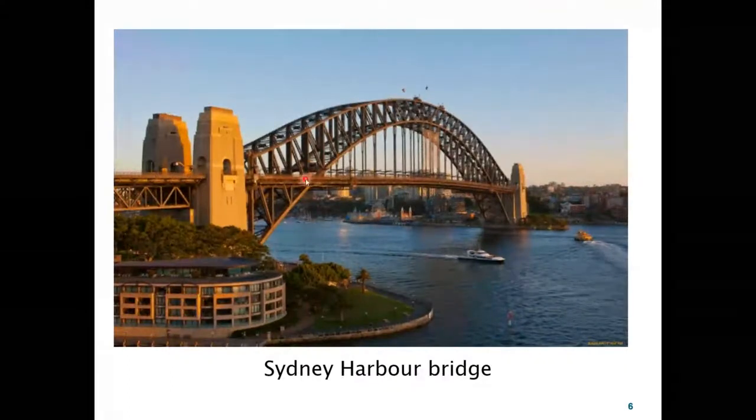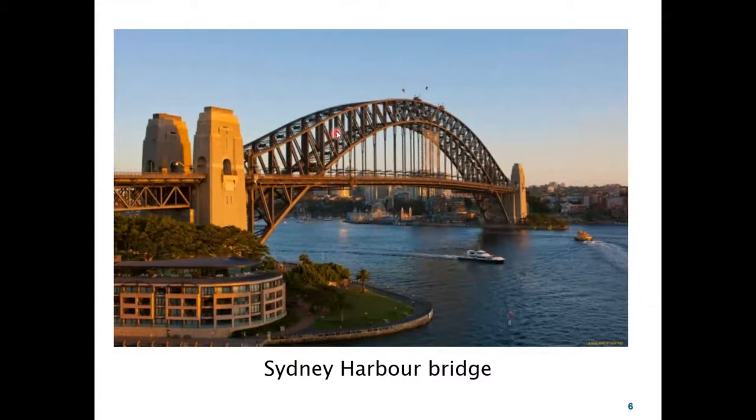Sydney Harbour Bridge. So you have the arch here, which is made up of trusses all the way along. You can see that the height of the trusses is smaller in the middle and larger at the end. And then from that arch, which is made up of trusses, there are cables hanging off it, and the deck then hangs off those cables.